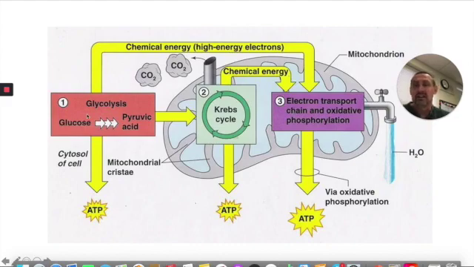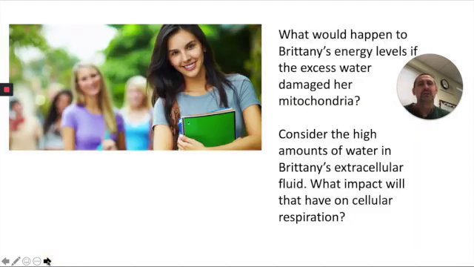So here we have glycolysis. Step 1, we're splitting the glucose. The Krebs cycle, we get a little bit of ATP from that. 2, electron transport chain, that's where we're getting our major energy payoffs. So what would happen to Brittany's energy level if the excess water damages her mitochondria? So think about what's the job of mitochondria, what would happen?